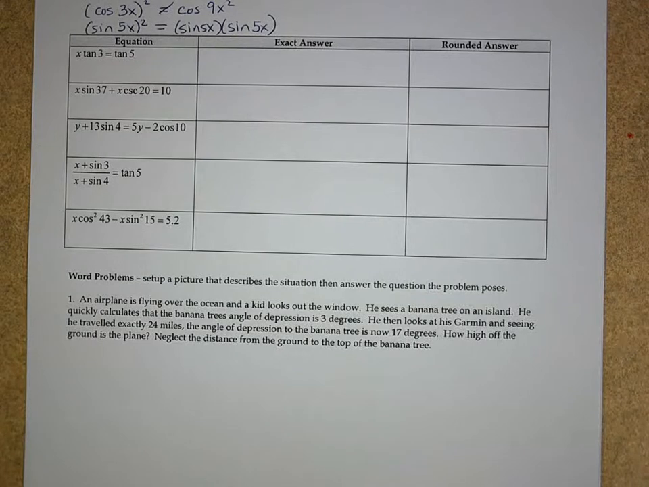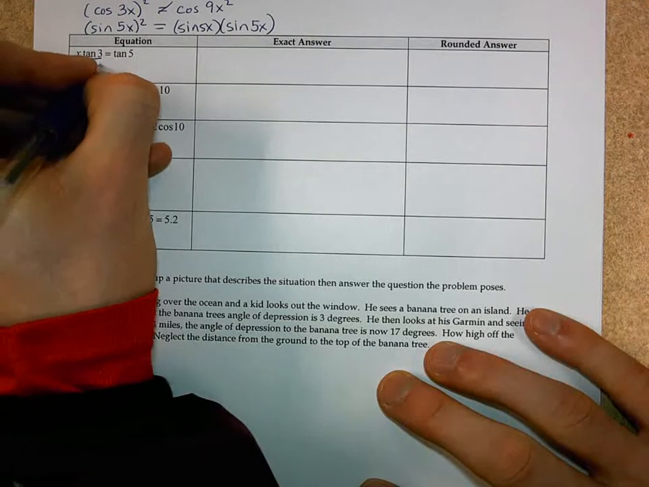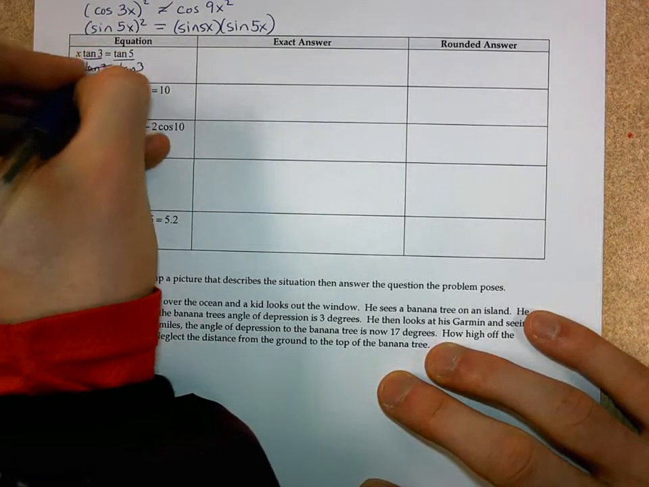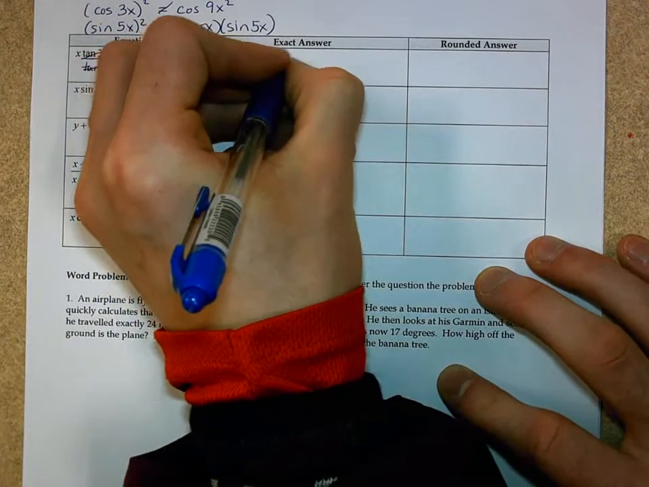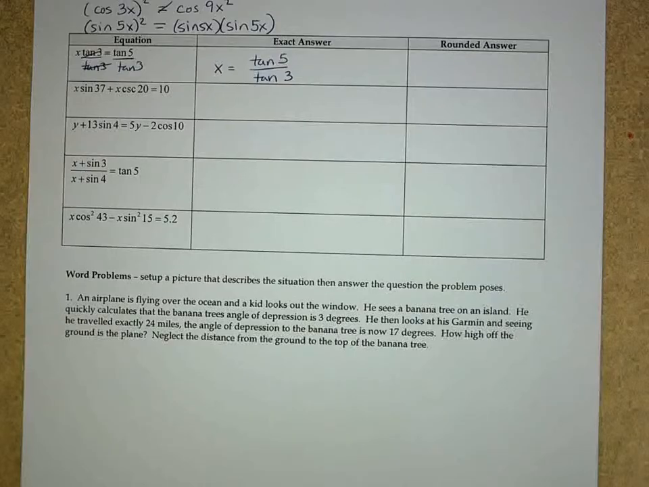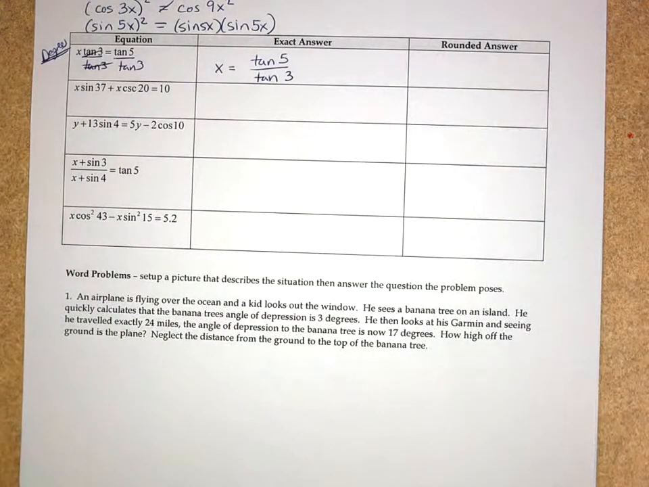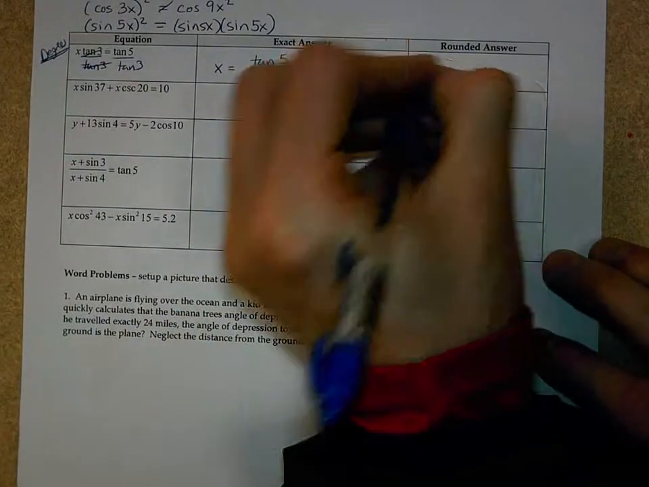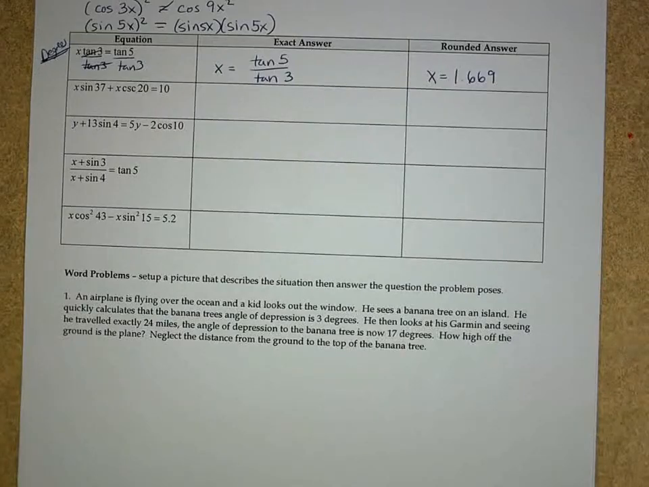So here with our first expression, x times the tangent of 3 equals the tangent of 5. I can divide both sides by tangent of 3, which means my exact answer is going to be the tangent of 5 degrees over the tangent of 3 degrees. If I wanted a rounded answer, I would then plug that into my calculator. And since I said we're doing all these in degrees, we want to make sure that we're in degree mode. And you should round to 3 decimal places, which ends up being 1.669.